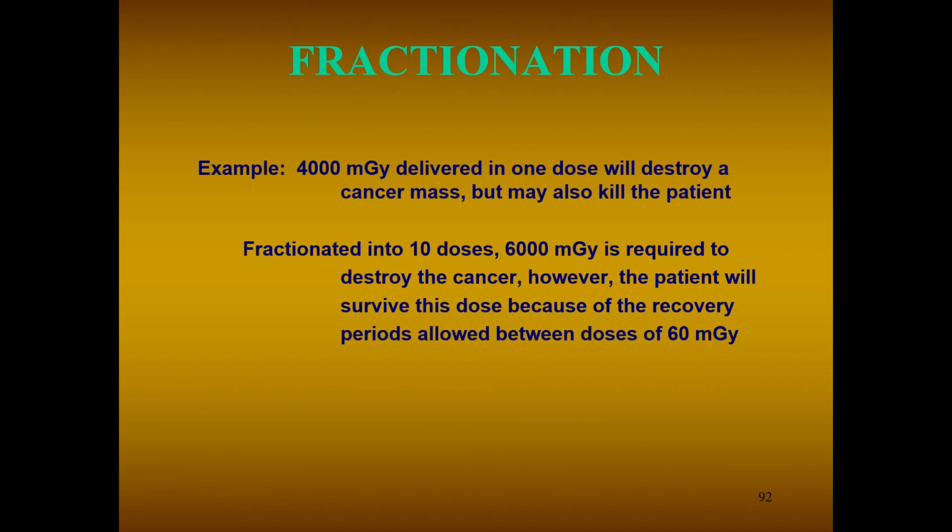But fractionated into 10 doses, and it wouldn't kill a person. What would kill the cancer? Because it got fractionated, though, and it's less effective in this case now, you have to increase the dose. So calculated out, they would have increased the dose to 6,000 milligray or 6 gray, allowing the patient to survive and the cancer to be destroyed.